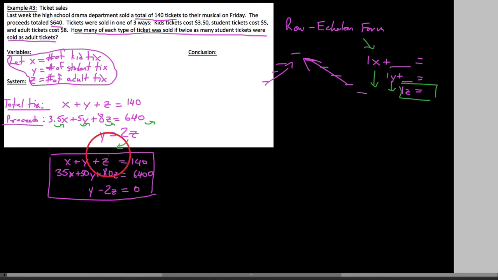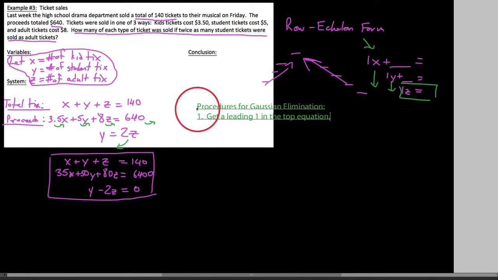So to do this, we're going to use this procedure that we typically use. Because I think it would be helpful, we would say procedures for Gaussian elimination. The very first thing we want to do is get a leading one in the top equation. How I can do this is, in this case we already have a leading one in front of my x, but I could always do this one of two ways. I can switch rows so that it becomes a leading one.